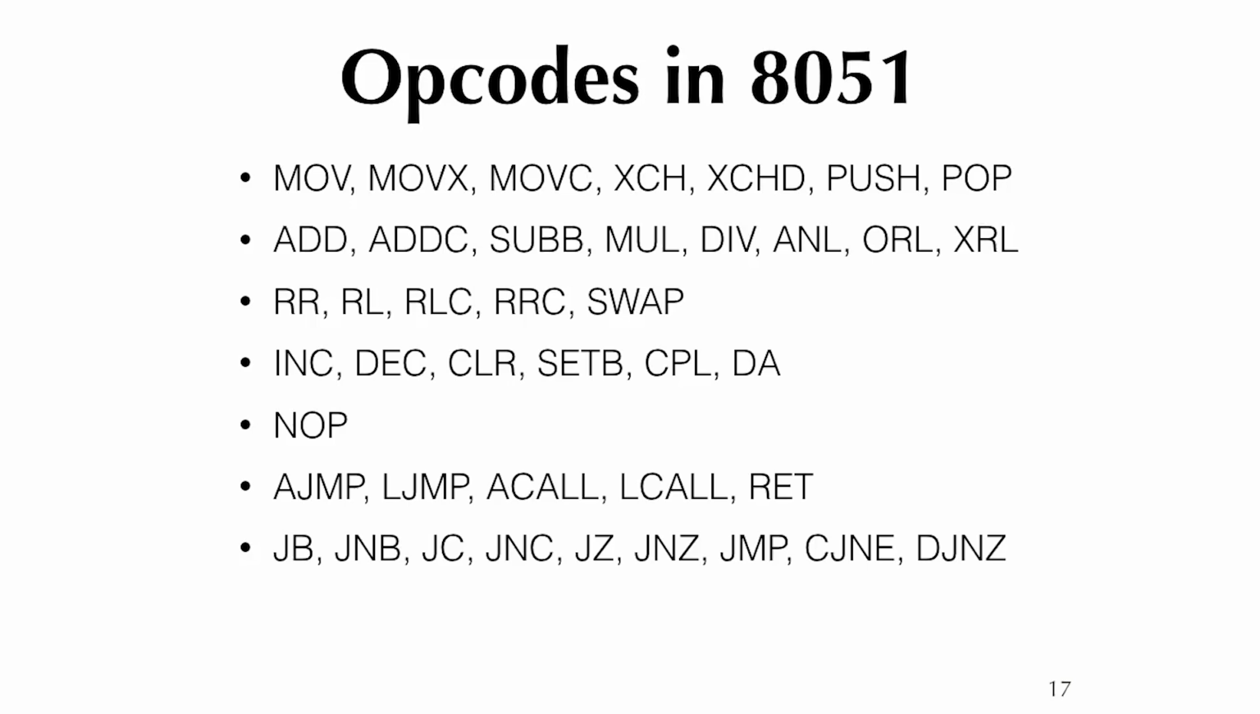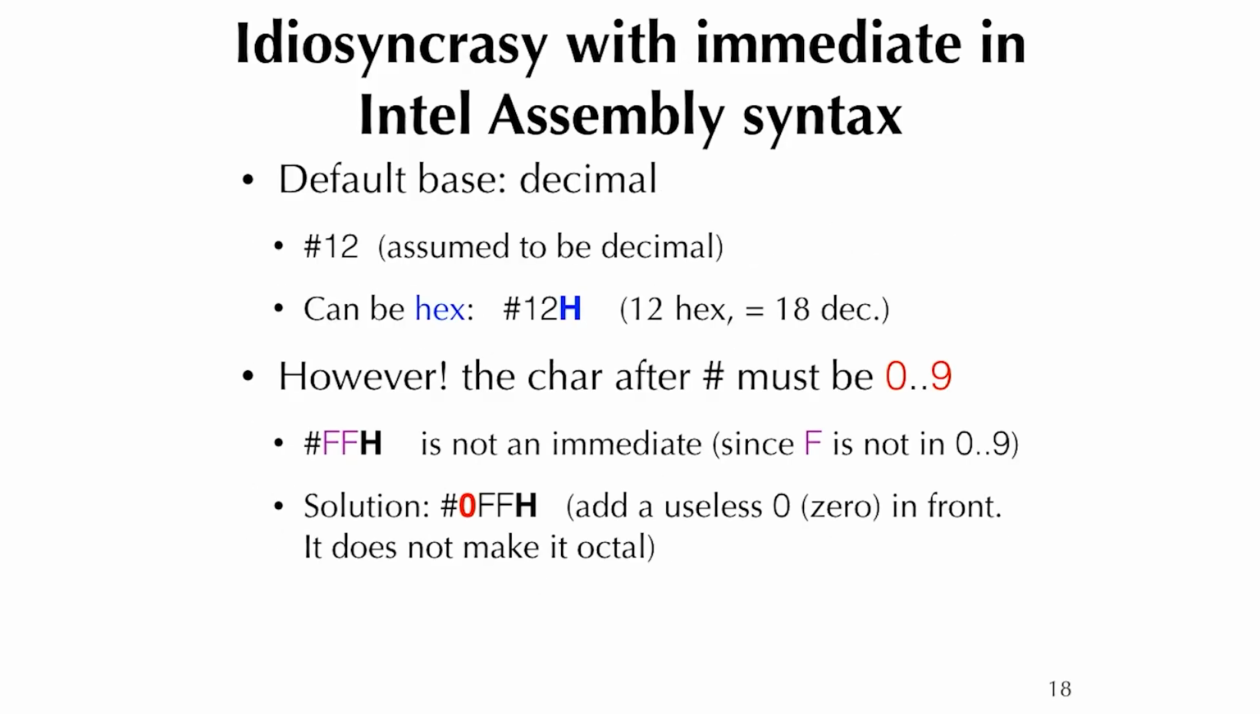And sometimes they show up in different versions. You have move, add, and then rotate, increment, no op, jump, call, and then conditional jump, and so forth. Some with side effects. Okay, so real quick, this is Intel notation I already talked about. Pound sign indicates a constant. H is the hex base. Without H, that's assumed to be decimal.